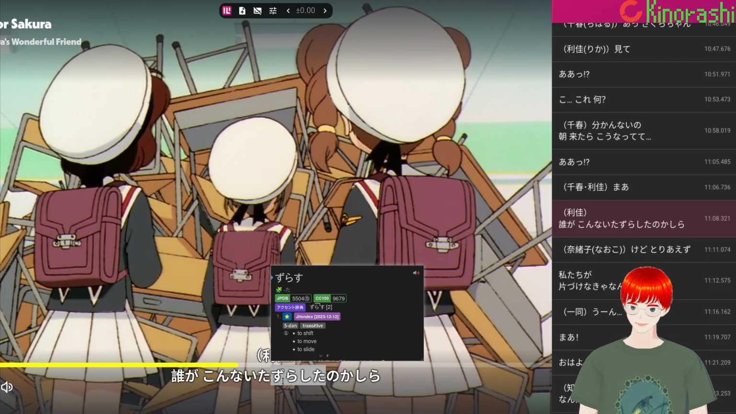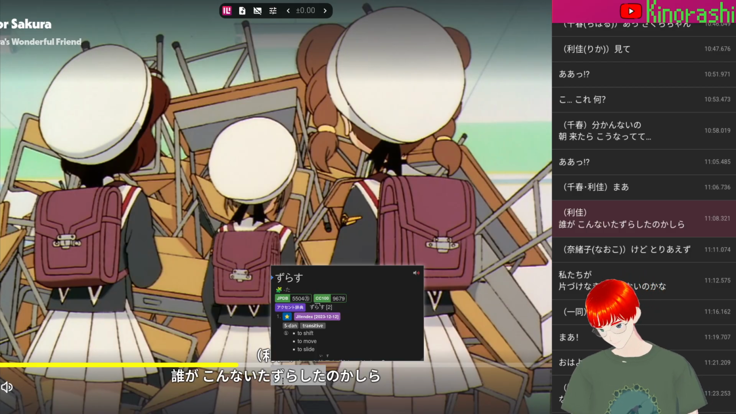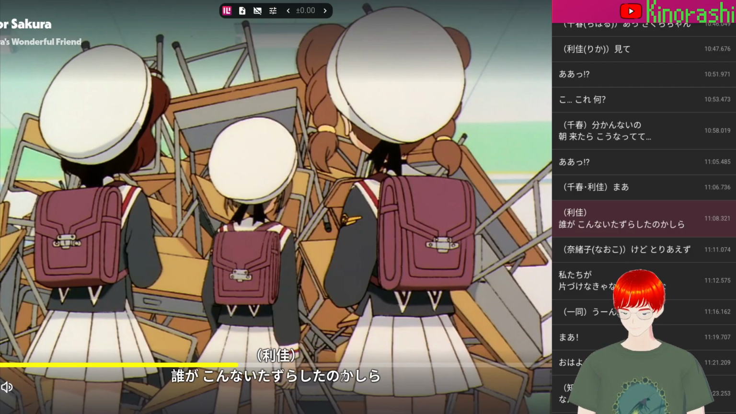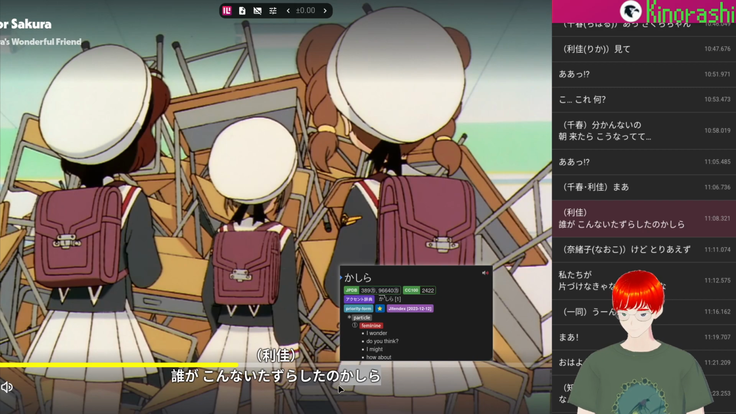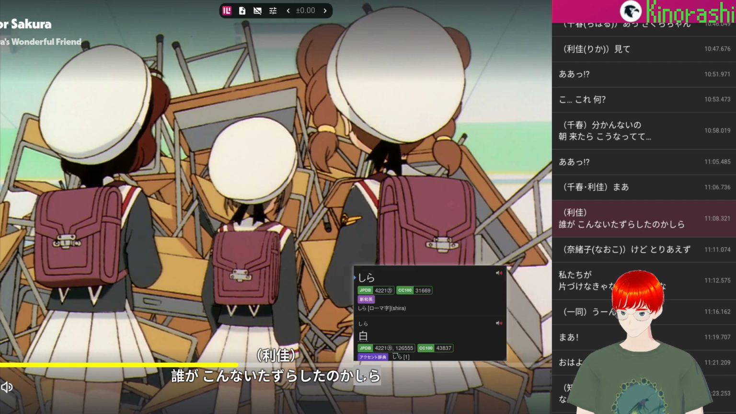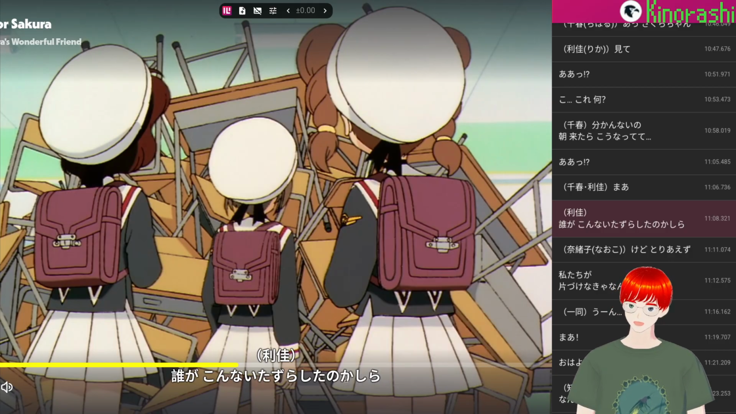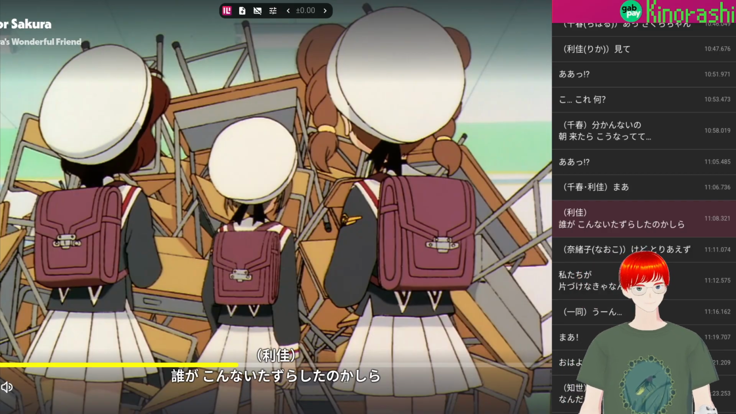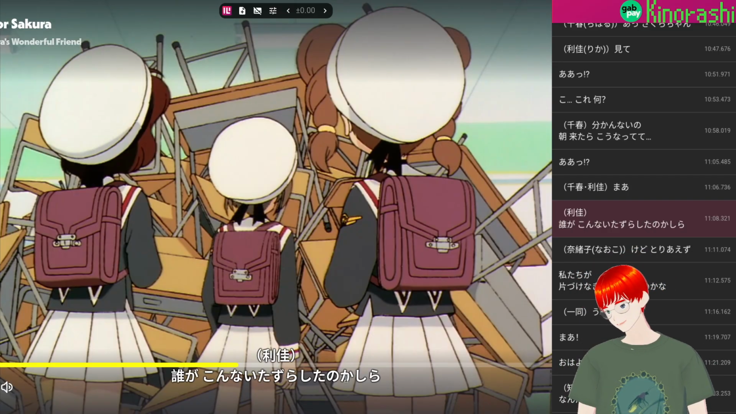Konnaita. Let's see, zurasu. To shift, to move. So zurashita would be past tense of doing that. No kashida. Oh, I think this is a shortened form of the expression, shida nai.